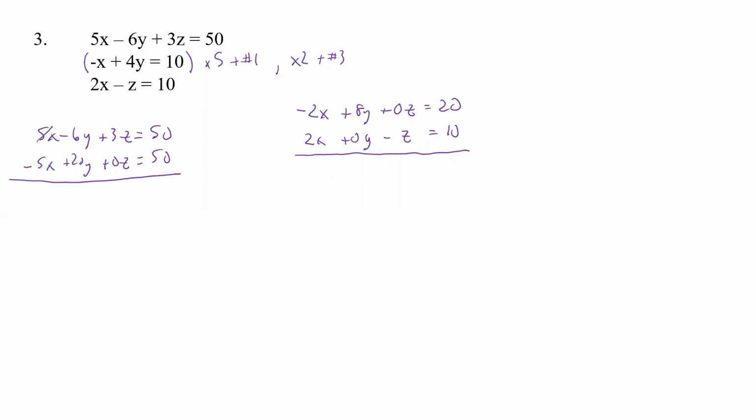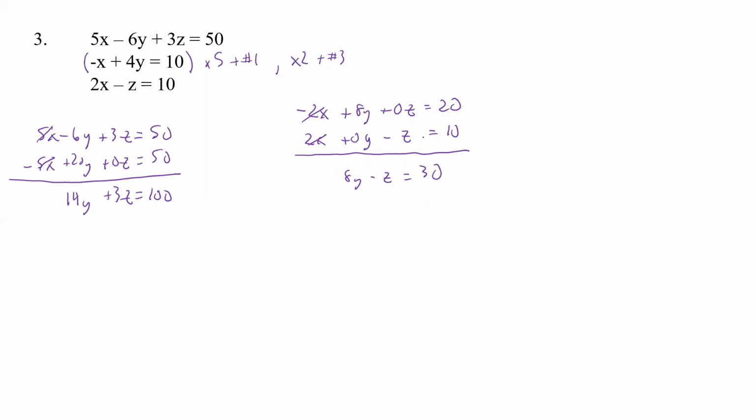All right, so this cancels this, and this cancels this. So now I have a minus 6 plus 20, so that's going to be 14y plus 3z equals 100. Okay. Well, what about here? Well, here 8 plus 0 is 8y, 0 minus z is minus z, and then I have equals 30.